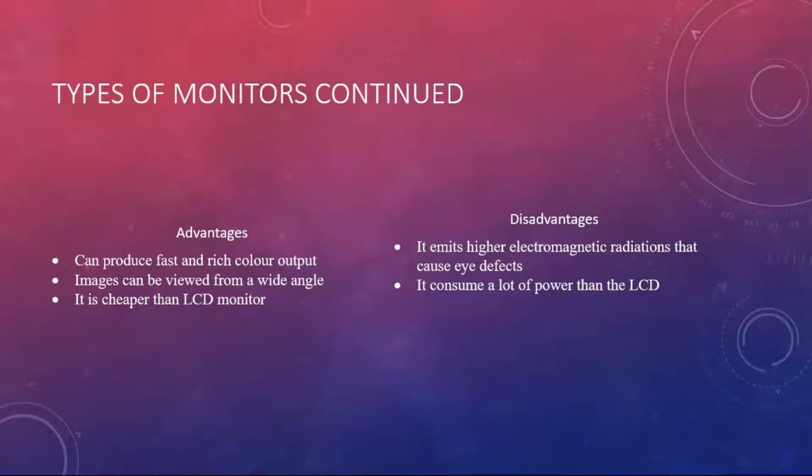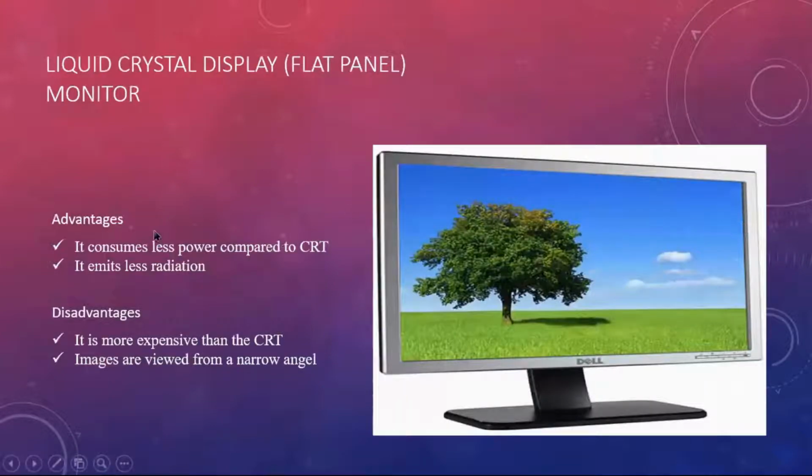Because of the electromagnetic radiations, we have to use these CRTs in a very proper manner, in that you have to sit a little bit far from it as you're using them. Okay, it also consumes a lot of power compared to the LCD, because energy is needed to generate the electrons and shoot them onto the screen. So those are the advantages and disadvantages of a CRT monitor.